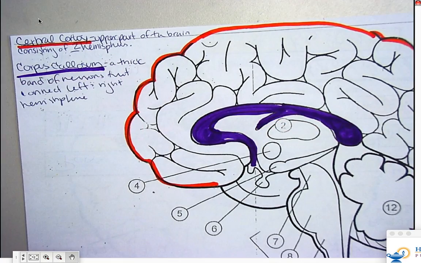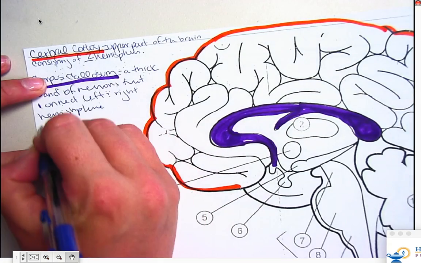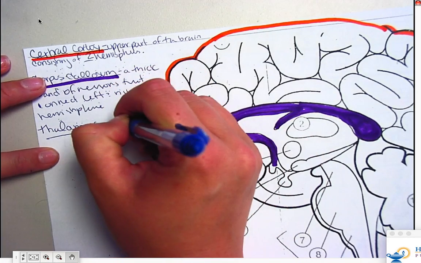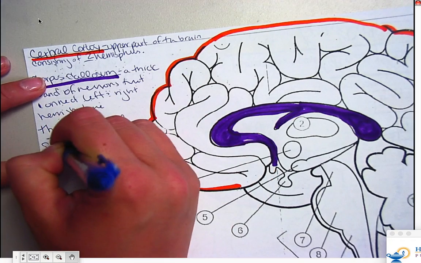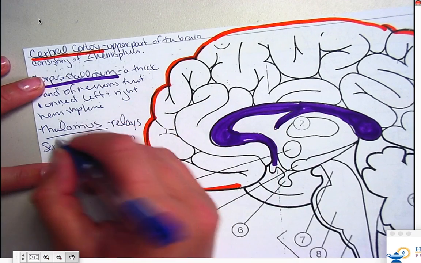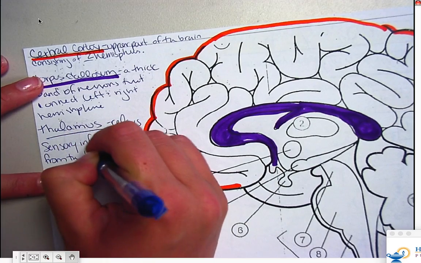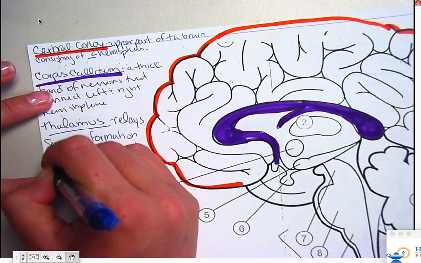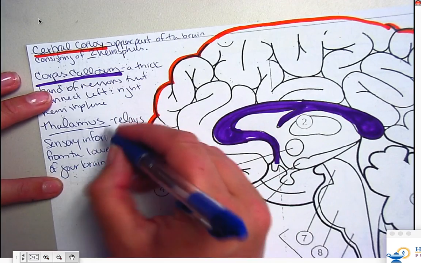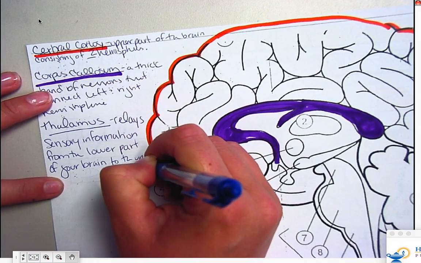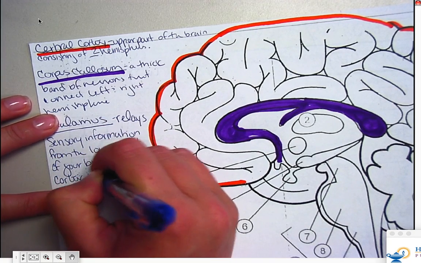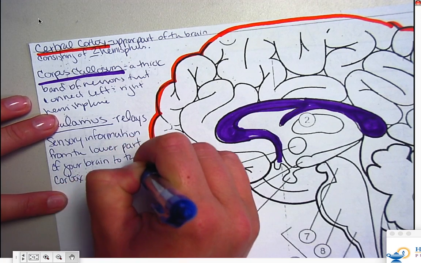All right. Next is your thalamus. Now your thalamus relays sensory information from the lower part of your brain to the upper cortex and processes sensory information.